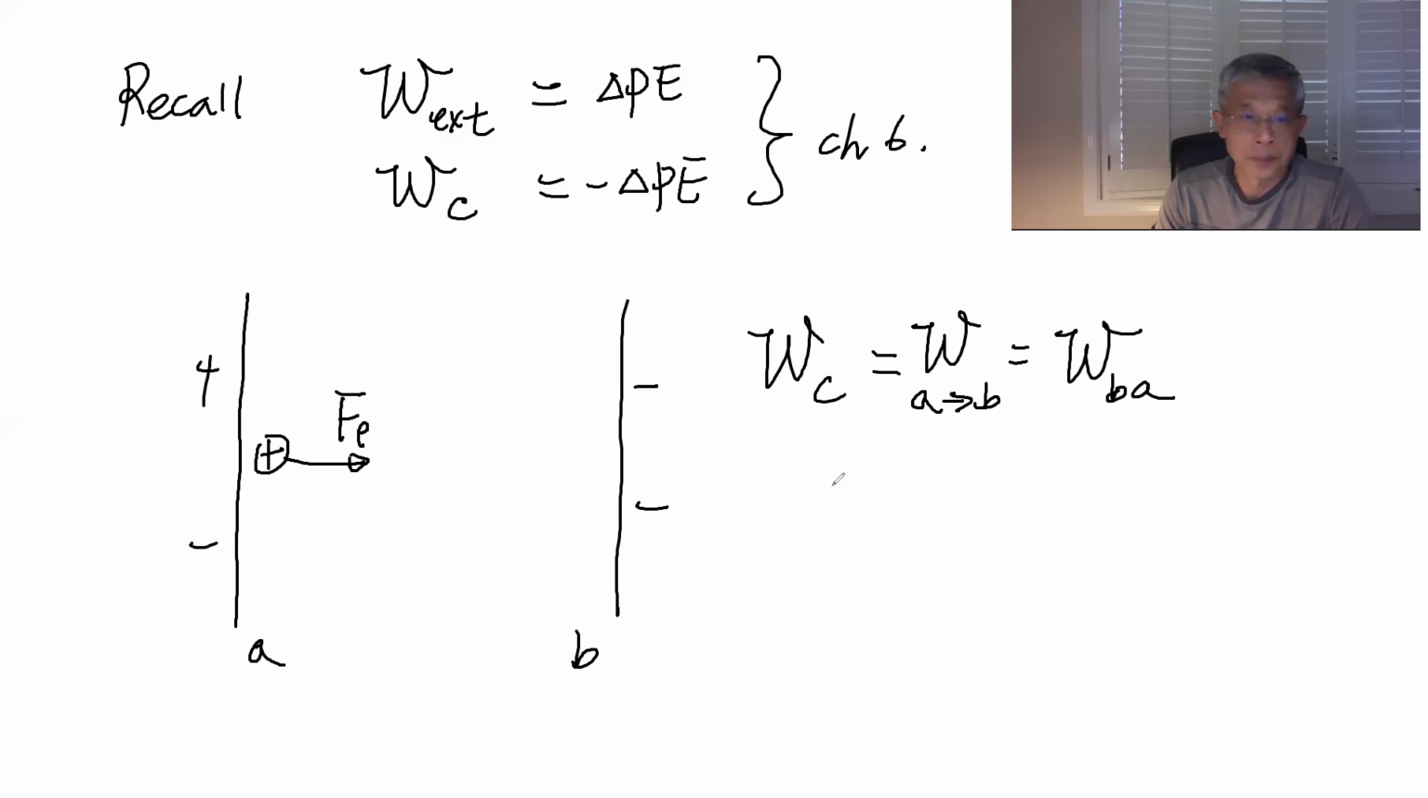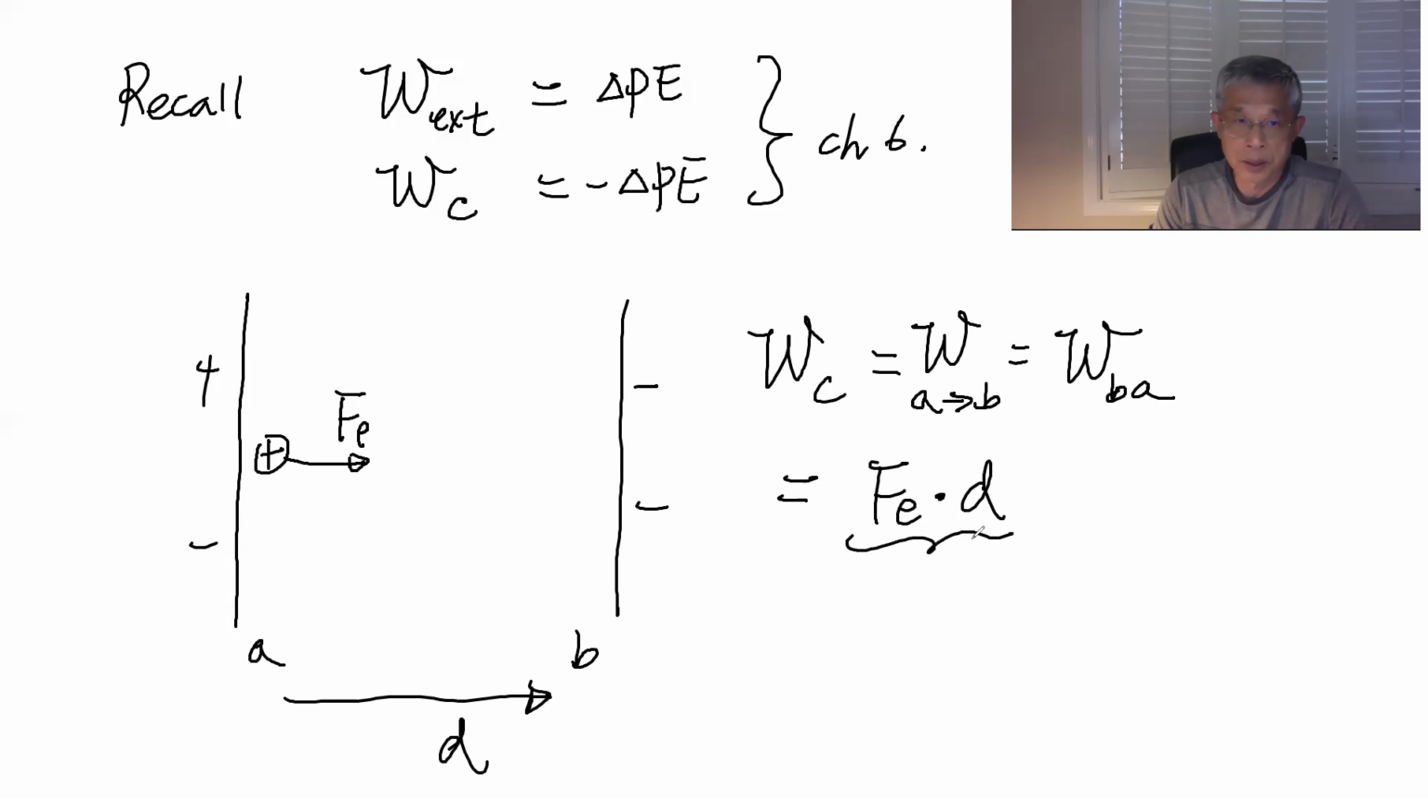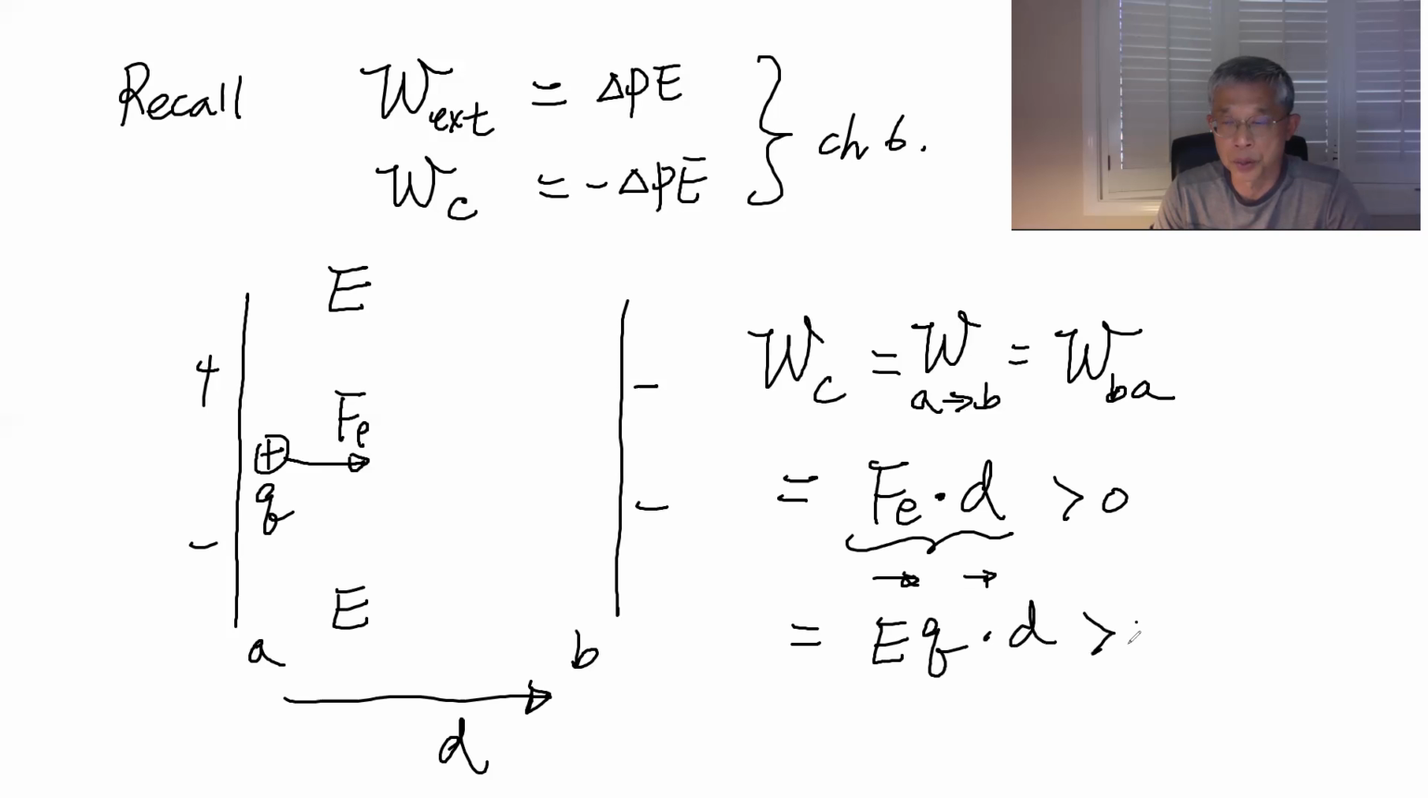So the work done from here to here, by the conservative force, is equal to FE times this distance, which I'm going to call D. It's the same direction, so that's positive. FE is equal to, we call the electric field E, it's E everywhere, the constant electric field, and the charge is Q. So it's EQ times D, and that's larger than 0.